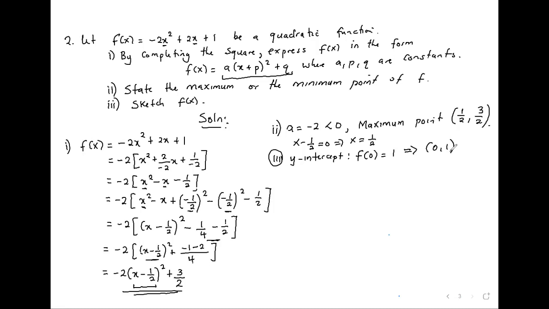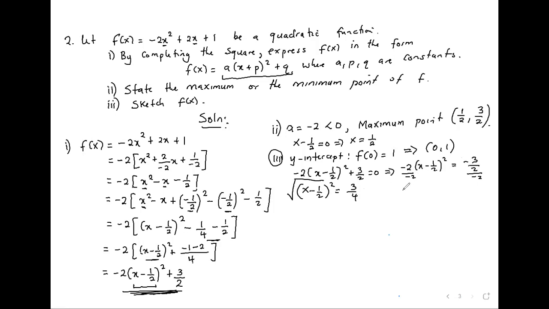Then you need the x-intercepts now. By equating this to 0, so you say negative 2 times x minus 1/2 squared plus 3/2 is equal to 0. It has now become a quadratic equation, so you can now start solving. You take this other side, you get negative 2 times x minus 1/2 squared is equal to negative 3/2, divide by negative 2, divide by negative 2. So we get x minus 1/2 squared is equal to positive 3/4.